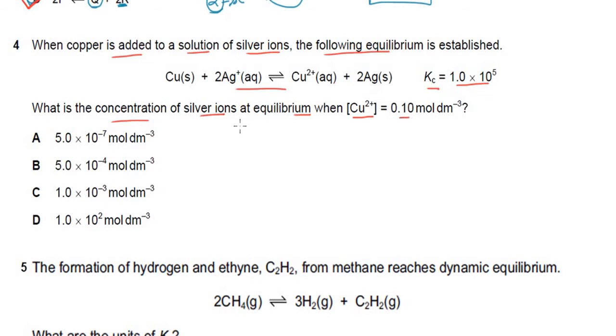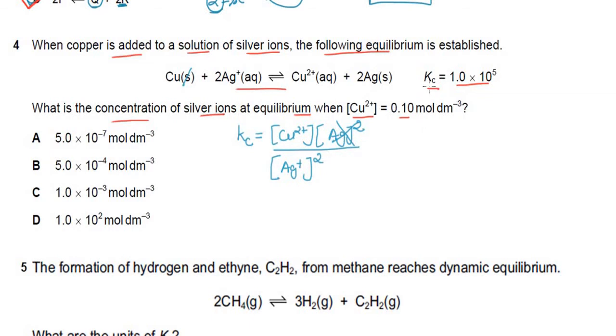Before we go ahead, let's write an equilibrium expression for Kc. That is the product concentration first, that is the concentration of copper ions and the concentration of silver ions raised to the power of 2, divided by the concentration of reactants, that is copper. But as we can see that it is solid, we don't have to write the silver and we don't have to write the copper also. So we are left with silver ions to the power of 2.